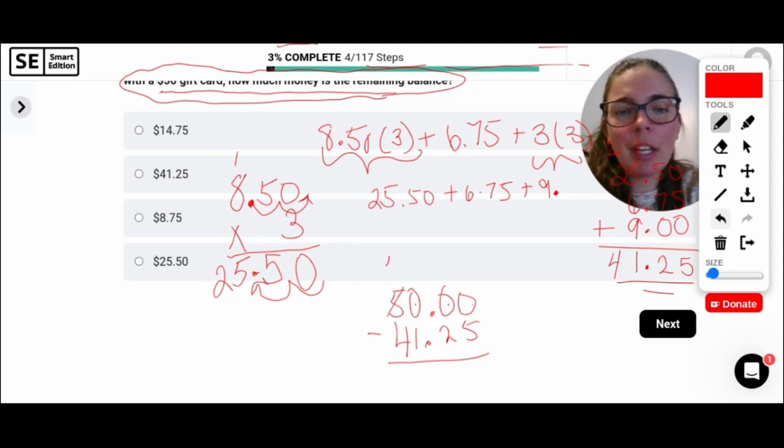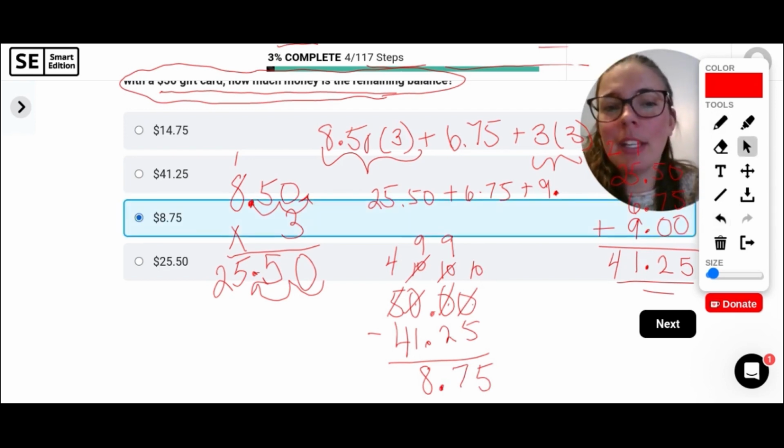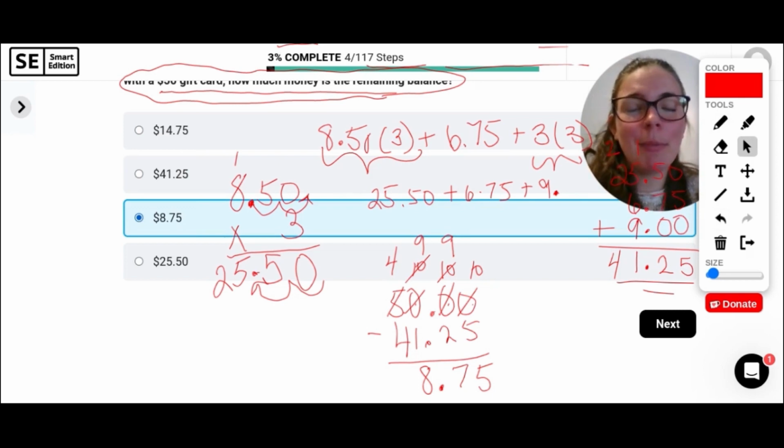But from the 5, I can borrow 1 and make that a 4. So this becomes a 10. Now I can borrow from that 10, make it a 9, turn this into a 10. Now I can borrow from that, make that a 9, and now this is a 10, and I can do 10 minus 5, 9 minus 2, 9 minus 1, make sure you bring down your decimal, and then 4 minus 4 would just be 0. So 8.75 is my remaining balance.